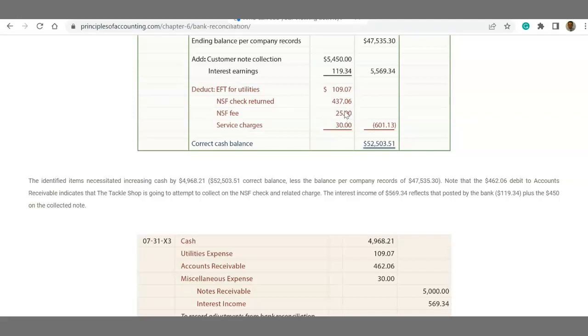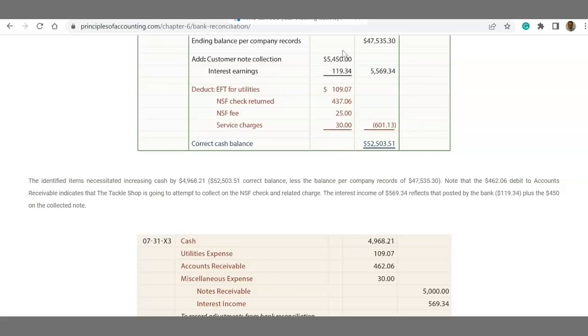You credit cash because it has been deducted from your account, and you debit either miscellaneous expense, or if you talk to that bad client that gave you a bad check, you add it to his accounts receivable. So debit accounts receivable, credit cash. Or if the customer is not going to pay, then debit miscellaneous expense, credit cash. For service charge, same thing. You debit bank service fee expense, or if you like, miscellaneous expense, but I like bank service fee expense, and credit cash. So you do every one of them one by one.